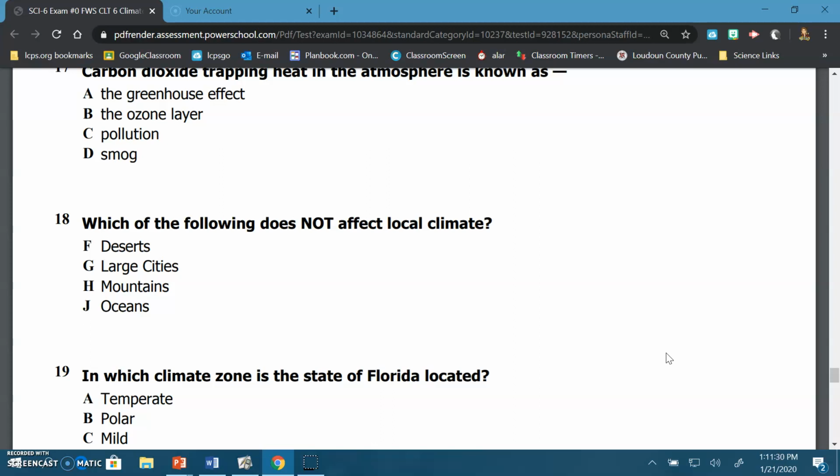18. Which of the following does not affect local climate? F. Deserts, G. Large cities, H. Mountains, or J. Oceans.